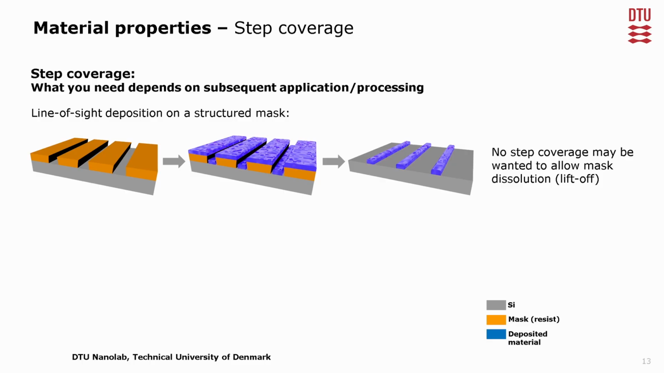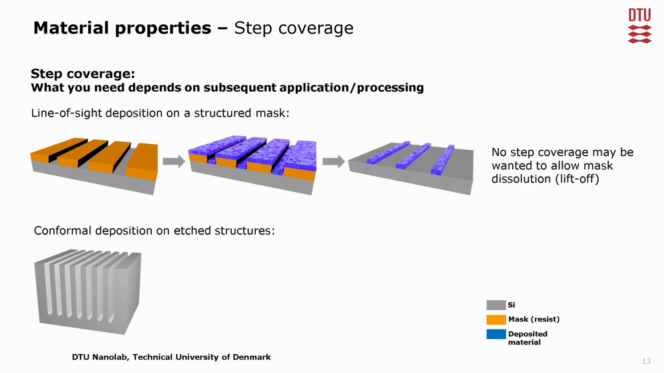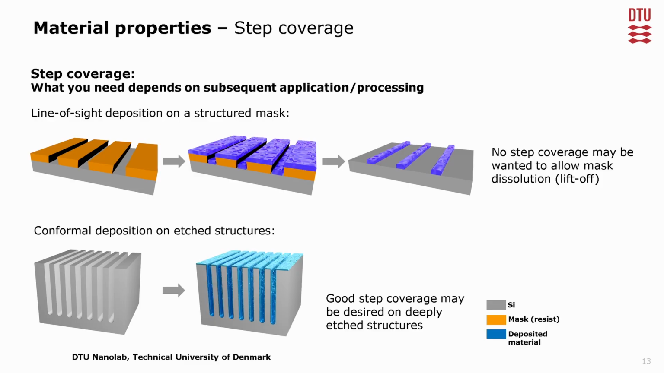The lift-off process requires material deposition in a straight line towards the device to avoid deposition on the sidewalls. This is an example of bad step coverage, necessary for reliable pattern transfer. In contrast, conformal deposition on high aspect ratio structures creates a uniform layer on the top, bottom, and sidewalls. This is good step coverage, desirable in applications like passivating black silicon with an anti-reflective coating for solar cells.